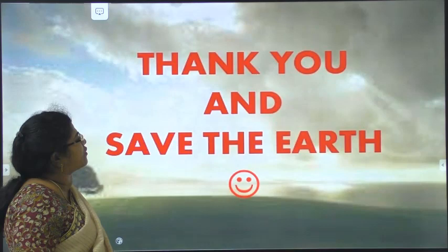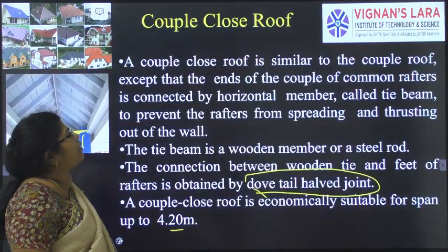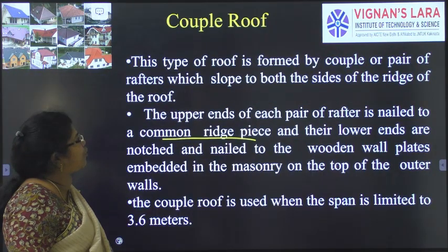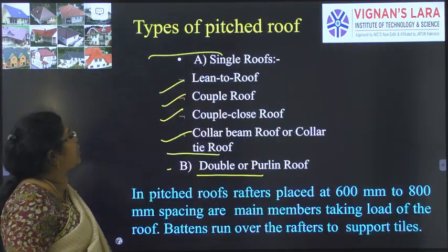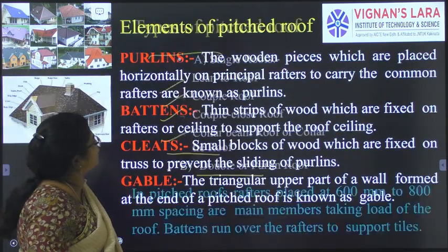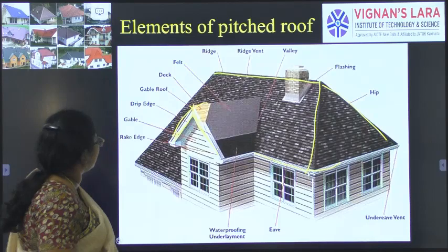So till now we have seen about the roofs. The first one we have seen is the sloped roof, that is the pitched roof. We have seen what a pitched roof is. The pitched roof is a sloping roof, and we have seen what the points are.